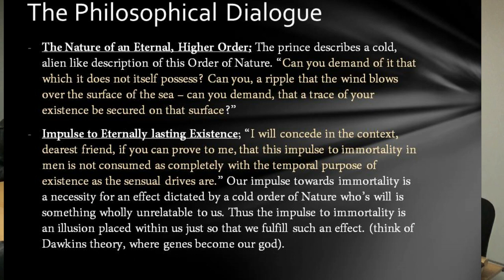Basically, the prince says he believes that nature puts this idea of impulse of immortality into us, but it's so that we do its will, we execute its actions. So you can think of it sort of like Dawkins' theory, where the genes are what ultimately dictate anything in us, benevolence, like you want to protect your children. It's ultimately because you want to protect the genes that you propagated, and it's very much this idea of a cult nature in that sense. And this is what the prince is talking about. The impulse to immortality is an illusion placed within us just so that we fulfill the intended effect of nature, which we are not fully aware of or aware at all.